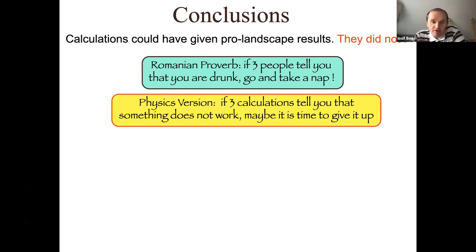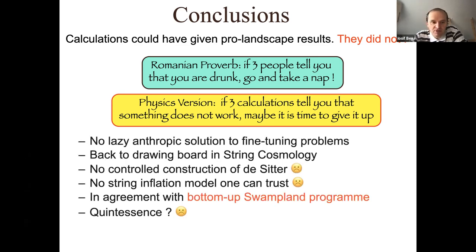And what I think happens is that at this point, there's no anthropic solution to the fine tuning problems. We are back to the drawing board for string cosmology. There's no control of the construction of de Sitter. There's no string inflation model. That's, again, what's happening at this level. There's a whole swampland program, which is basically coming up to the same conclusions using bottom-up arguments, which is, again, basically confirming this. And we are quite happy with this.